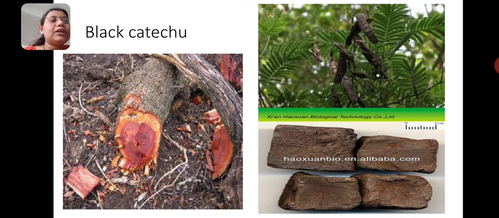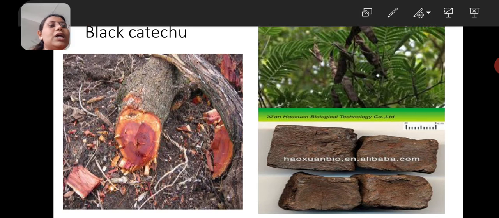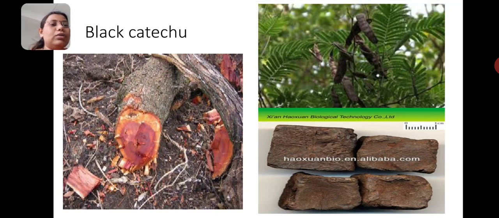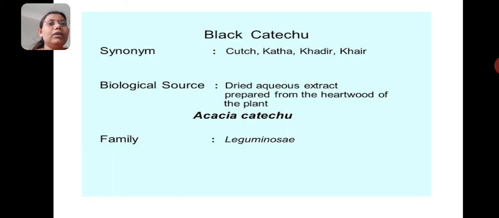After extraction of our black catechu, it will form like this structure. These are the final black catechu cubes which are given in the next diagram. So synonyms are Kutch, Katha, Khadir, Khair. These are the different synonyms of black catechu.